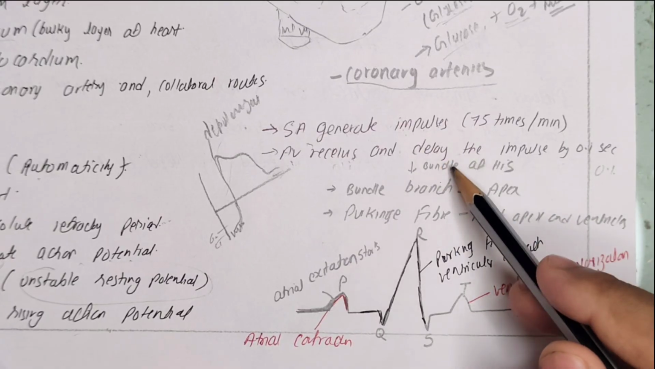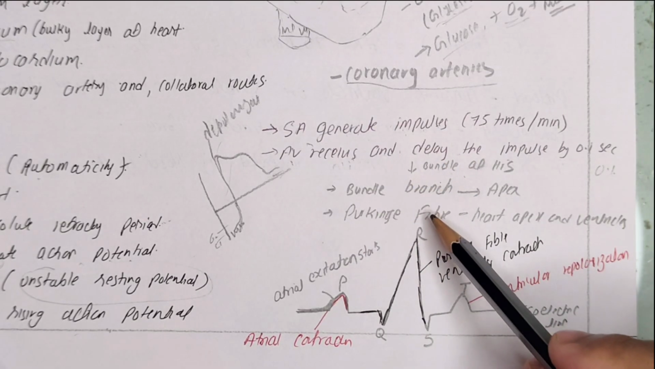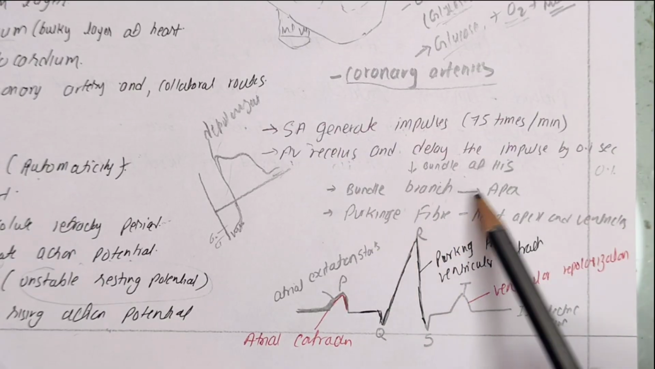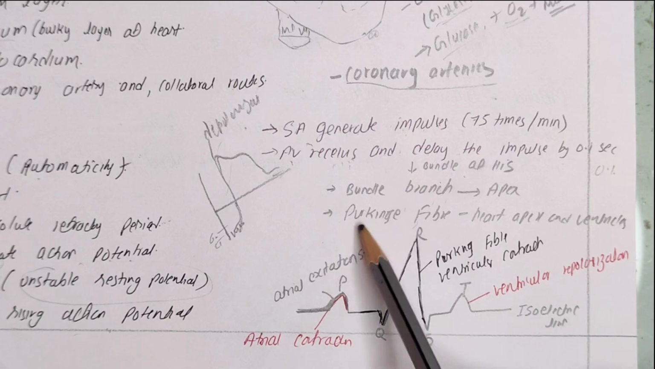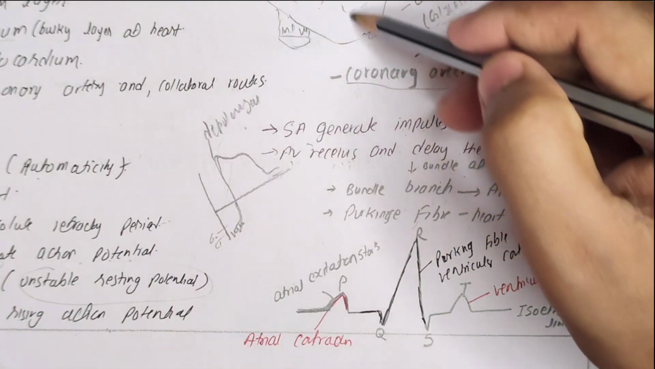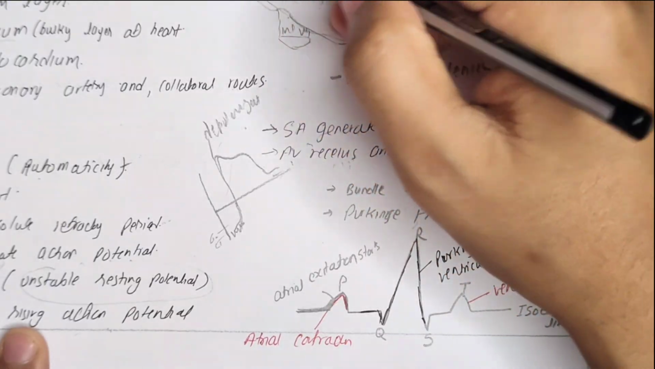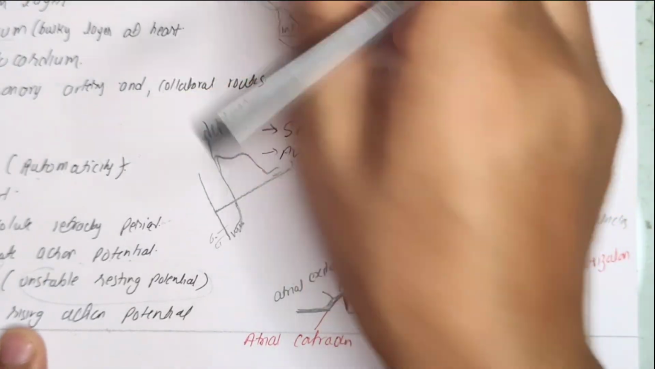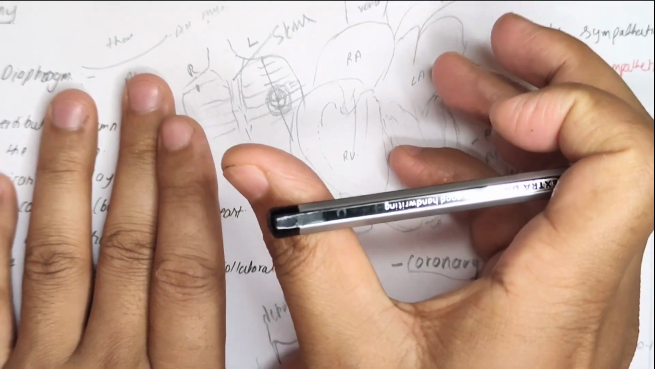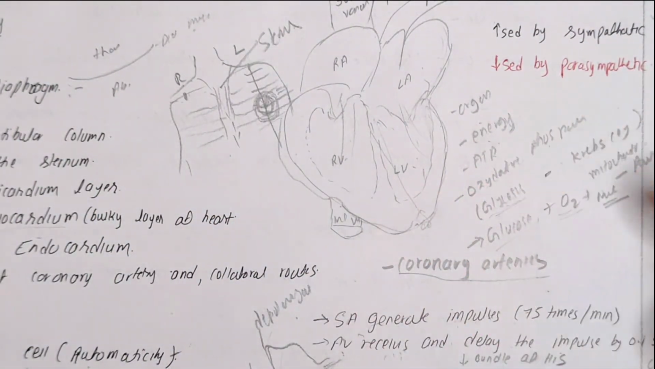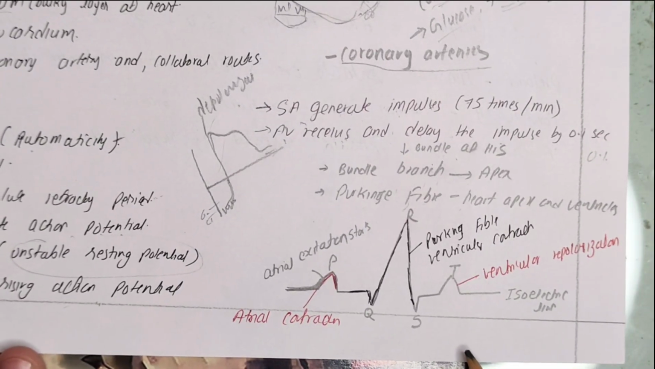Then these will go to the bundle of His. In the bundle of His, we have two different types of fibers. One is the bundle branch, which will take this heartbeat to the apex of the heart. Similarly, the Purkinje fiber is there. It will take it to the apex also, and then it will spread it to the ventricle, so that this electrical information will go to the ventricle region. And in the ventricle region, when it gets the electrical impulse, it will contract and pump the blood. So this is a basic illustration of our heartbeat.